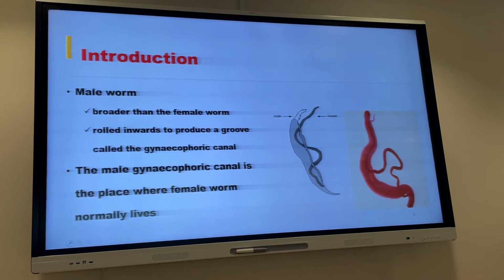What else can you say about these adult worms in terms of the color, the appearance? They're red. The female is darker red, yes. So that further tells you where the adult worms are found, in the blood vessel.